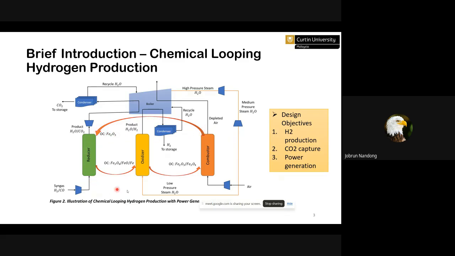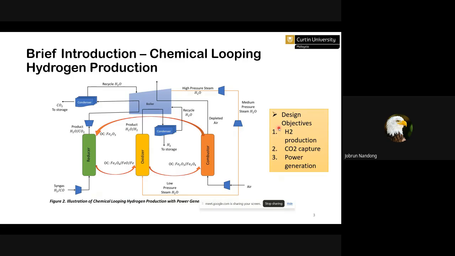This is a moving bed reactor. There are three modes that we can use: a fixed bed, a moving bed, and a fluidized bed. A moving bed is a good candidate because it can produce high productivity of hydrogen. Here we can have easy carbon capture, because we can separate CO2 easily from H2O.